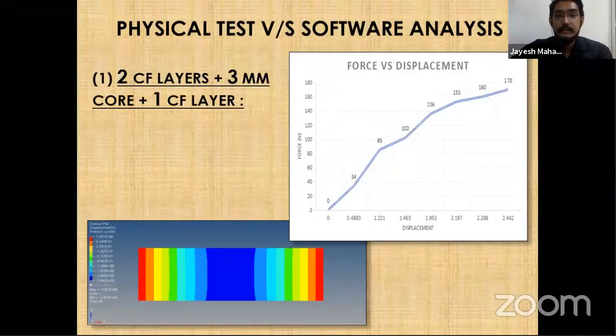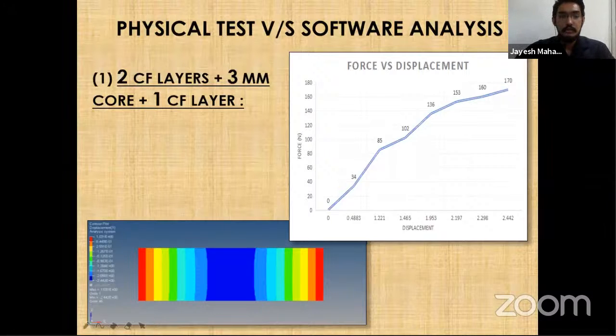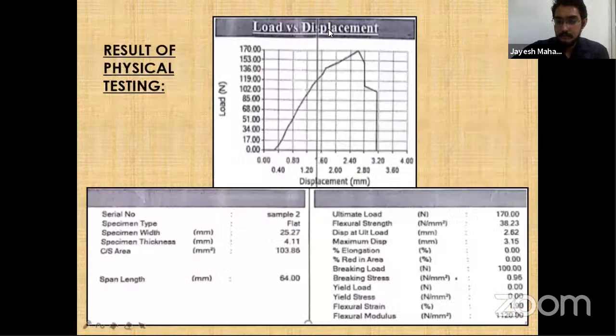This is the physical test for the software analysis. We are considering two carbon fiber layers plus 3 mm of core plus one carbon fiber layer. This was particularly for one of the components. If you see, at the load of 170 newtons, the displacement is approximately 2.442 mm. Its physical test results are almost similar. The ultimate load is 170 newtons, and displacement at ultimate load is 2.62. So it is quite comparable, and the graph as well is quite comparable.